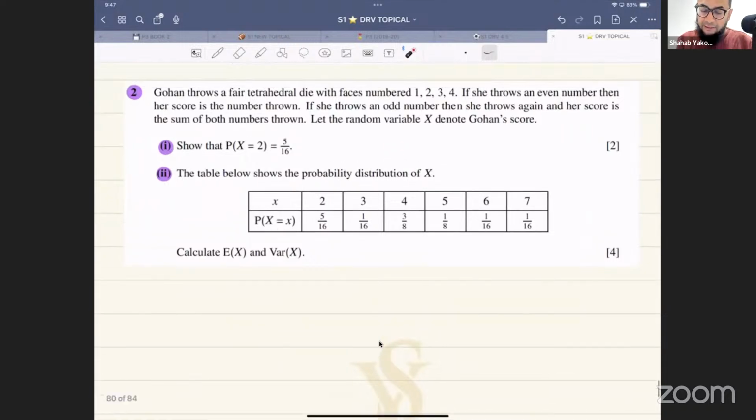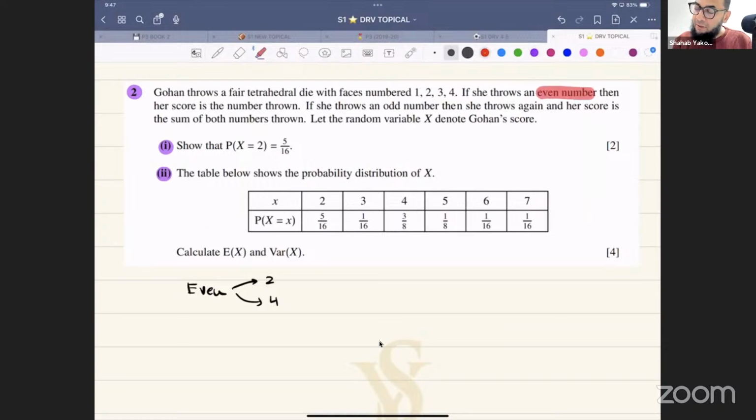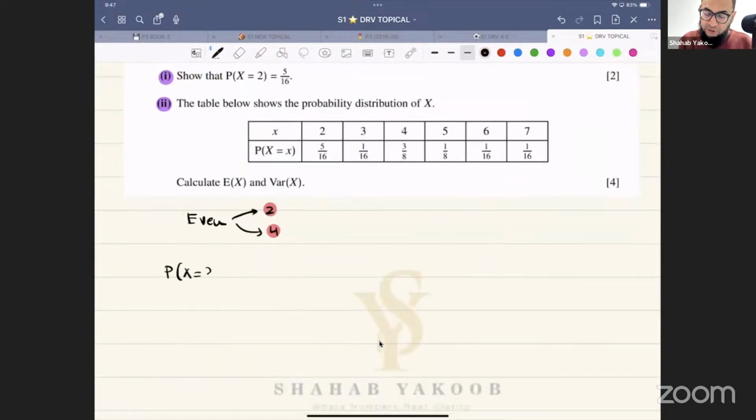Now the first thing is that, let me break this up. When we talk about even, that is either getting a 2 or a 4, the score is as it is. So even number, then her score is the number thrown. So you're getting a 2, or you're getting a 4. So probability of x equals 2 is 1 out of 4. Probability of x equals 4 is also 1 out of 4. This is for the even numbers. So now what about the odd number?